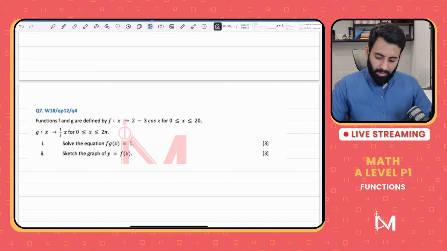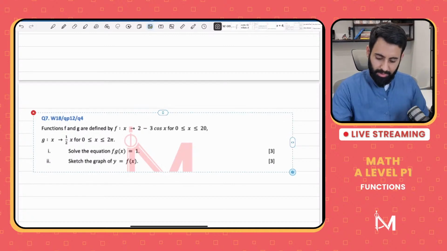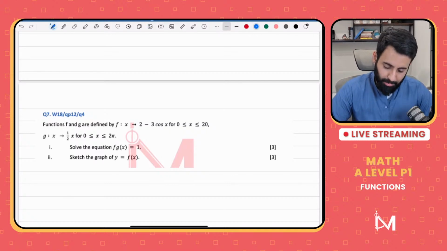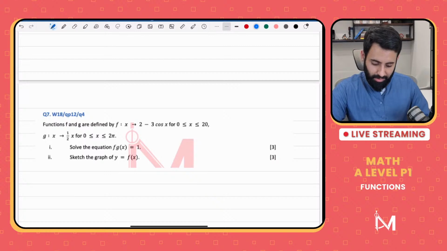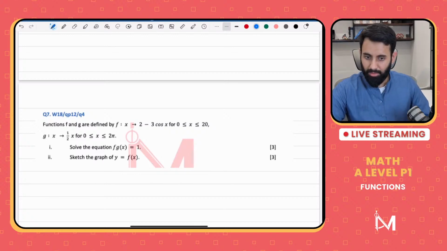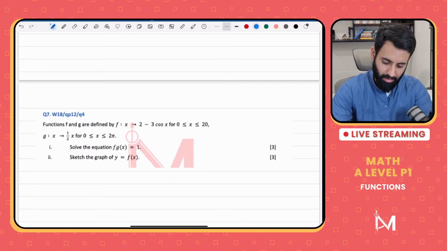Okay. So here's a question. Let's see what this says. It says, functions f and g are defined by f of x equals 2 minus 3 cos x for x is, actually this won't be 20, this will most likely be 2 pi. Let me double check and see what the range is.